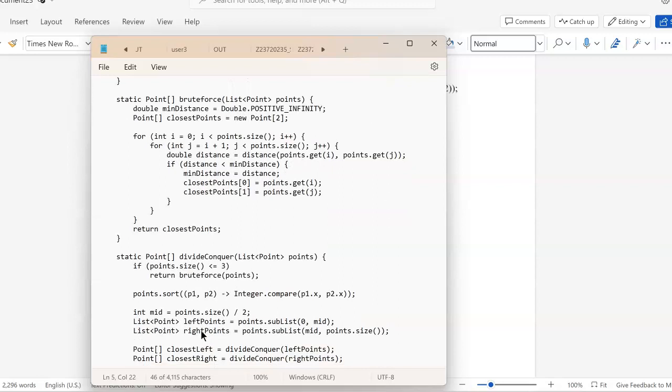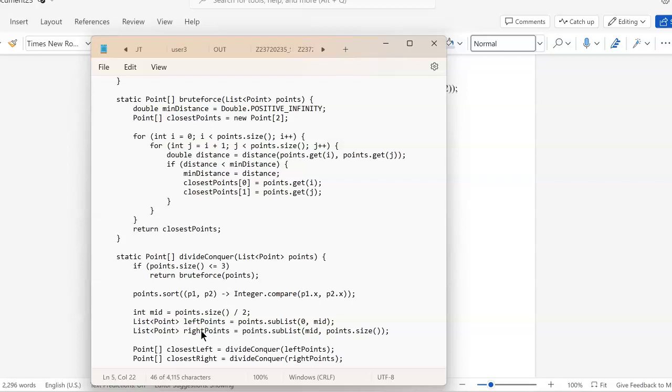Divide and conquer method. This method finds the closest pair of points using the divide and conquer approach. If the number of points is small, it resorts to brute force. Otherwise, it recursively divides the set of points into two halves. It finds the closest pair of points in each half recursively. It then combines the results by considering the minimum distance between the closest pairs in the left and right halves.